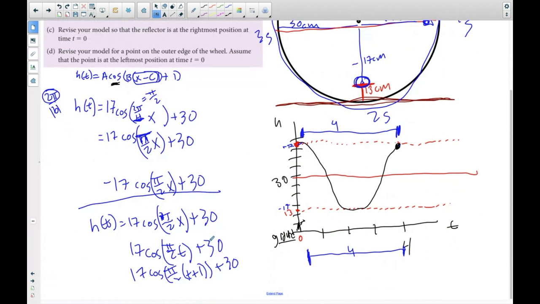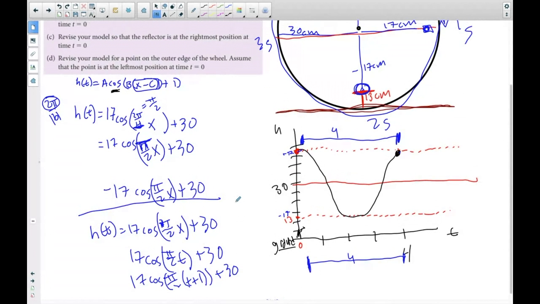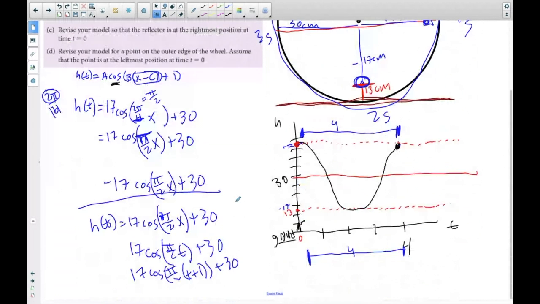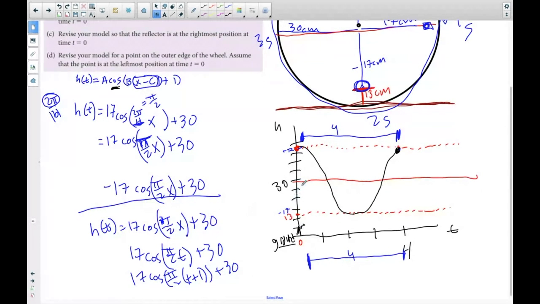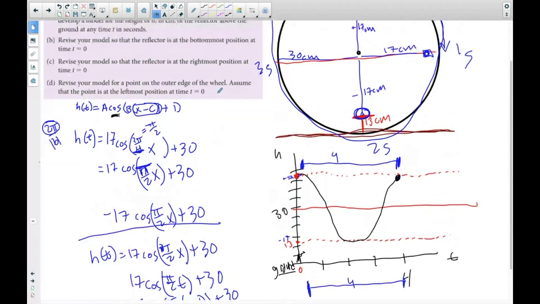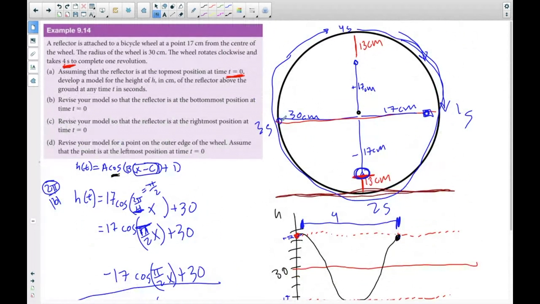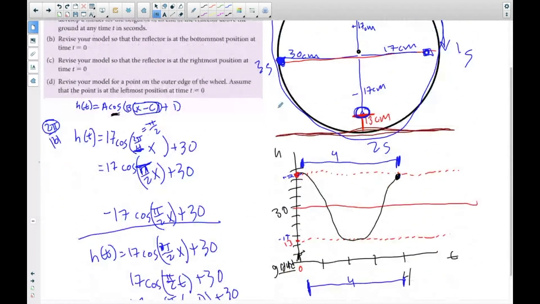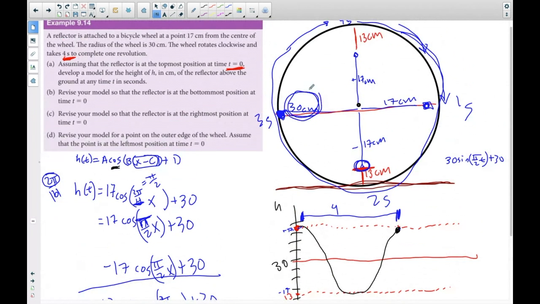And then the last part, it wants to know when I'll be on the outer edge. So to revise that model, you'll actually have to change it to sine. Because if you're on the outermost part, you're right here. Now you're starting at 0. Sine starts at 0. So your model will actually be, I can write it here somewhere, 30 sine pi over 2 t plus 30. And why is it 30 sine? Because look, it's right here. We've moved over 30 because we're at the leftmost part.